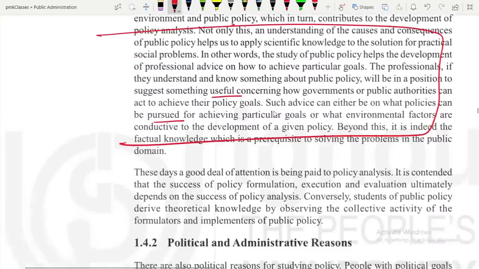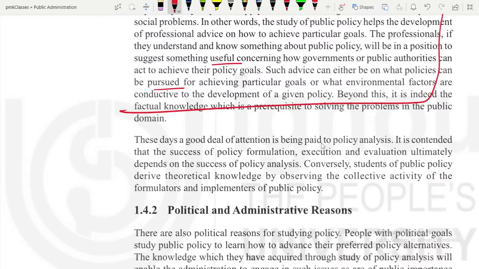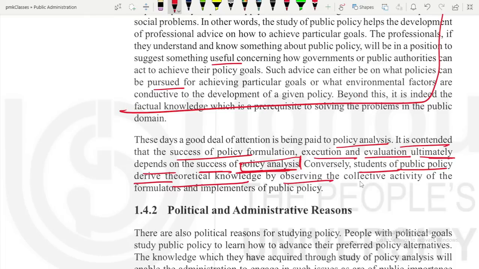Okay, so these days a great deal of attention is being paid to policy analysis. It is contended that the success of policy formulation, execution and evaluation ultimately depends on the success of policy analysis. So whatever the policy may be and however it is implemented, the important thing is how the policy is analyzed, and after analysis how this policy is again implemented. For that, this is very important for the success of the policy. Consequently, students of public policy derive theoretical knowledge by observing the collective activity of formulation and implementation of public policy. So therefore public policy is very, very important.